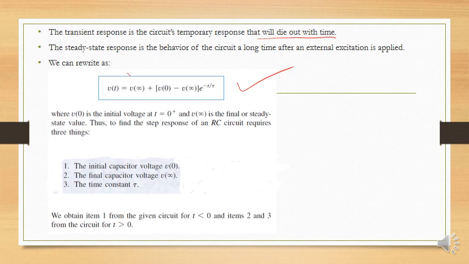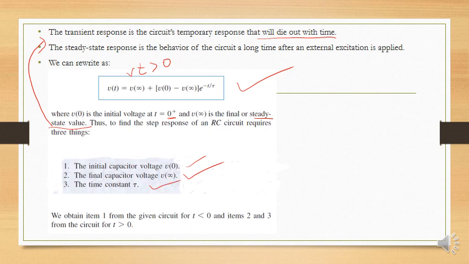We can also call it V of t for t greater than 0, V of infinite plus V of 0 minus V of infinite, multiplied by e raised to minus t over tau. V of 0 is the initial voltage at t equals 0. V of infinite is the final or steady state voltage. Thus, to find the step response of the RC circuit, we require three things: initial capacitor voltage V of 0, final capacitor voltage V of infinite, and time constant tau.